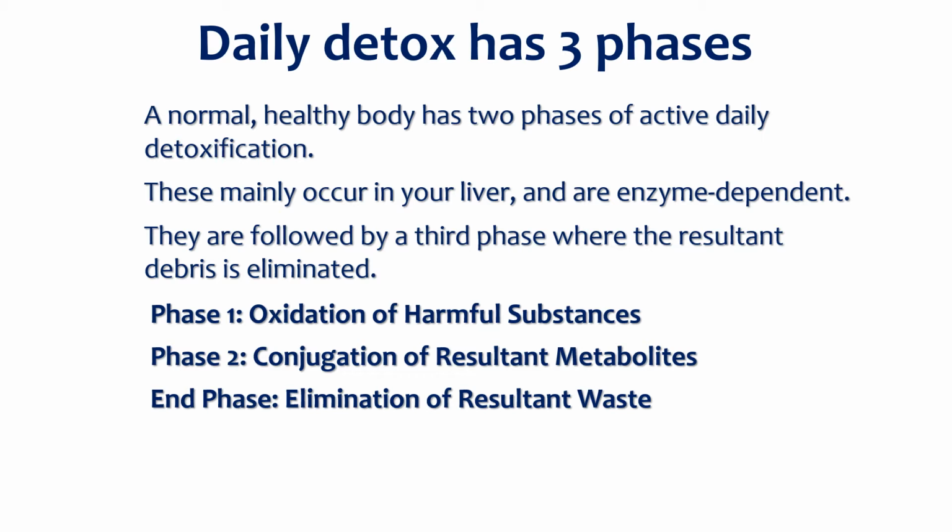So phase 1, which is what we're talking about today, is the oxidation of harmful substances. It's the very first part the body has to do and go through to neutralize toxins. Phase 2 is the conjugation of the metabolites from phase 1, and the end phase is the elimination phase.